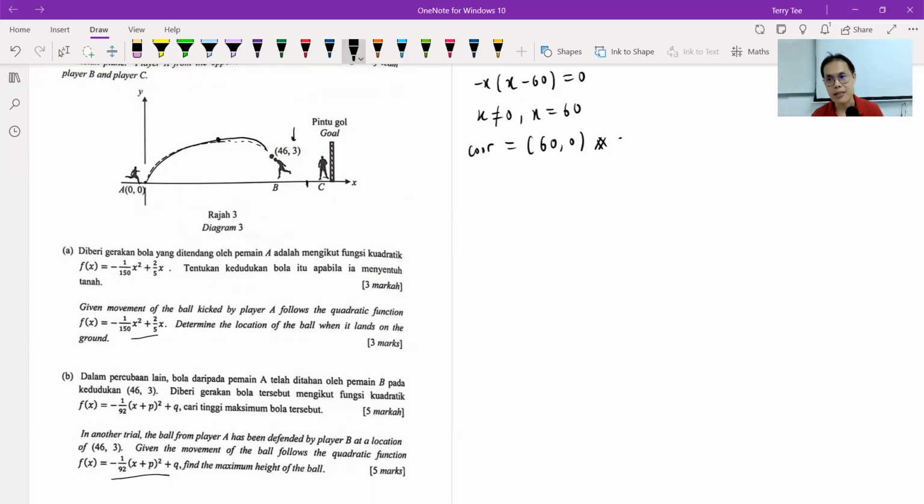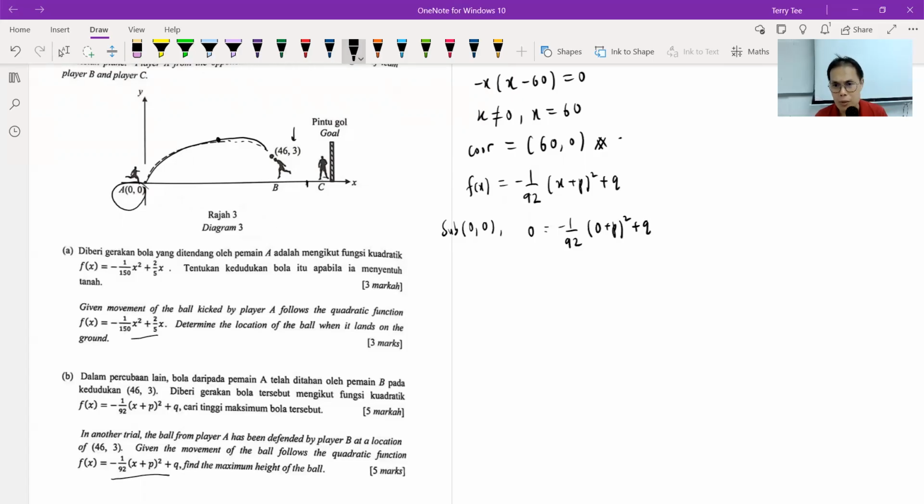Now, before you find the maximum height, you need to find what is the value of p and q. Now, from this equation, we know it passes through this function f(x) equals to negative 1/92 times (x plus p) squared plus q. It passes through 2 points. The first point is (0, 0), right? So we can sub (0, 0). That means my y is 0. My x is also 0. This one is 0 plus p squared plus q.